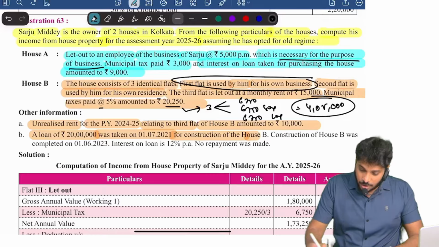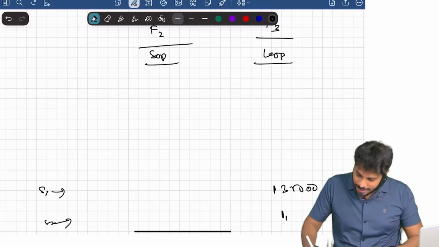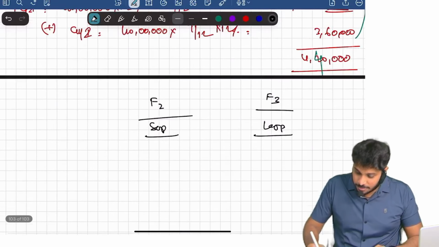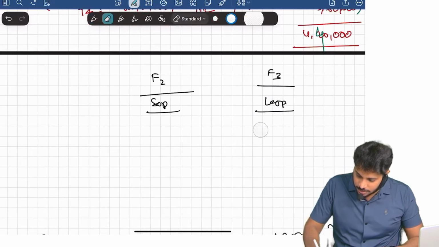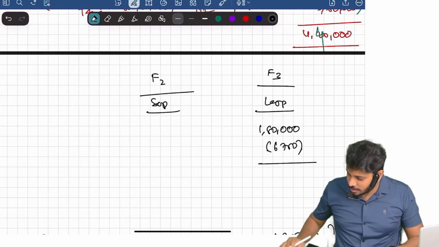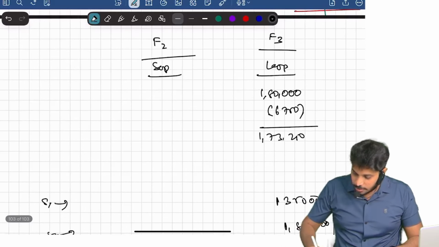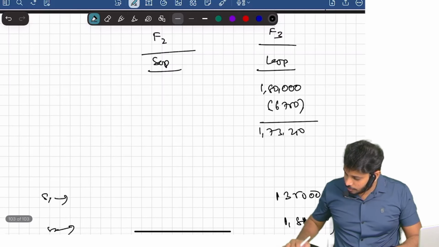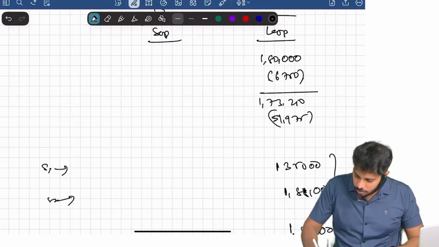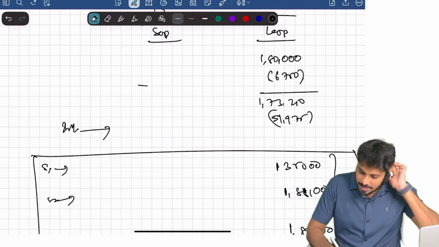Step number 2, actual rent is how much? 15,000 per month, no vacancy at all. So 1,80,000. Whichever is higher, 1,80,000. Flat number 3, gross annual value is 1,80,000. Correct? Now minus 6,750 municipal taxes. Net annual value is 1,73,250. Minus 30%: 1,73,250 into 30% is equal to 51,975. Now, only if at all I calculate interest, answer will be over 0.